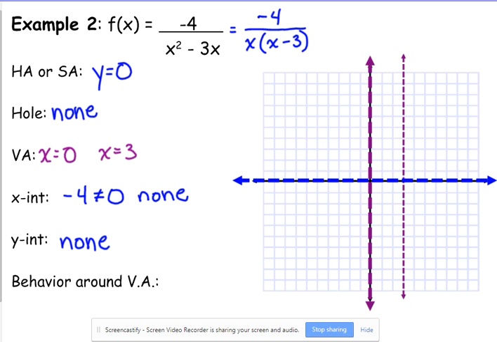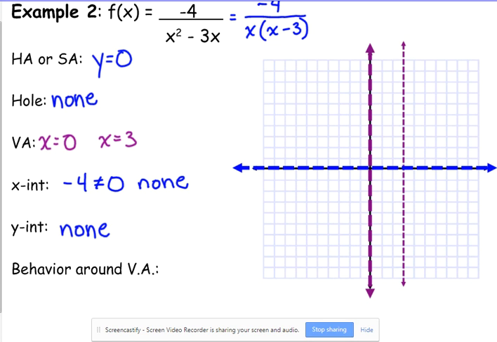So we don't have any points. All we have are our vertical asymptotes and our horizontal asymptote. So we don't have anything to connect here. If we're trying to do this completely without our calculator, we don't have any points to connect. Let's talk about our behavior around our vertical asymptote. Let's talk about the left of 0.